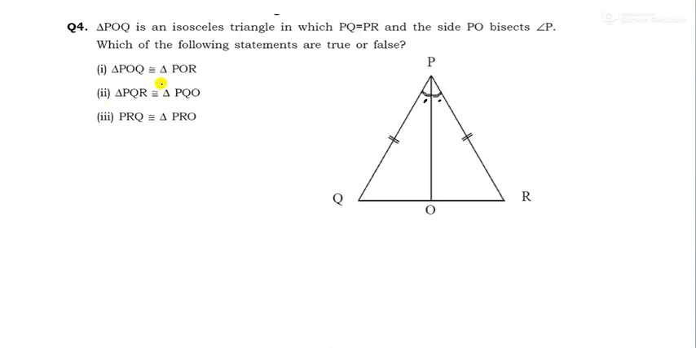So first of all, watch out. OP, where is OP? OP is common, yes, correct. And here is PO, PO is also correct. And OQ, what happened? OQ is this, and here OR is this. Yes, they are congruent, so that one is congruent. So you can check here this triangle, it is true.